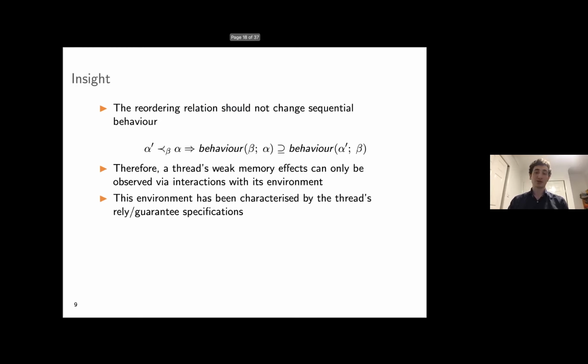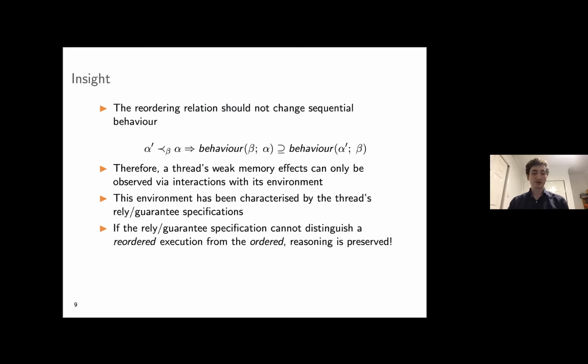Because we're building on rely guarantee reasoning, we've characterized a thread's interactions with its environment via the rely guarantee specifications. If you consider a particular pair of instructions within a thread, if the rely and guarantee specifications for that thread cannot distinguish between the out-of-order and the in-order execution, then no thread in the system can. The thread itself cannot, and no thread in the environment can distinguish them. And so it shouldn't affect reasoning.